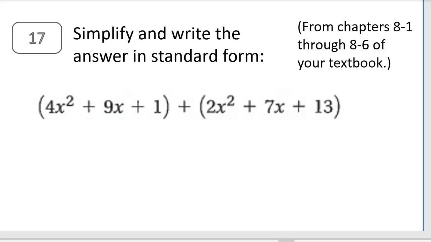Alright, the course final review, part 2. Here's the back side. Problem number 17 says simplify. Write the answer in standard form.